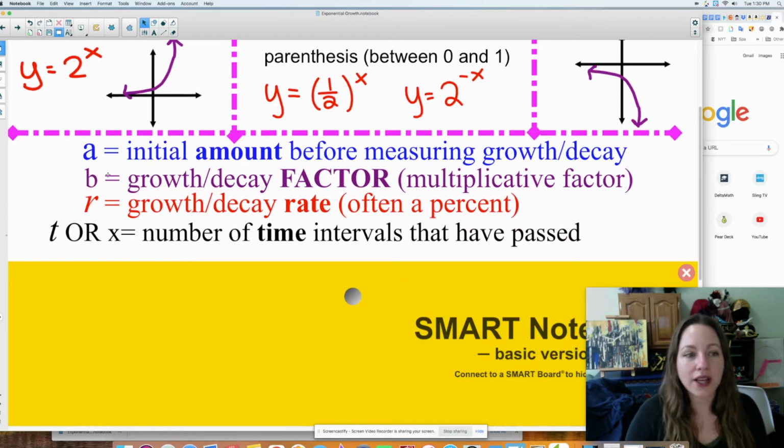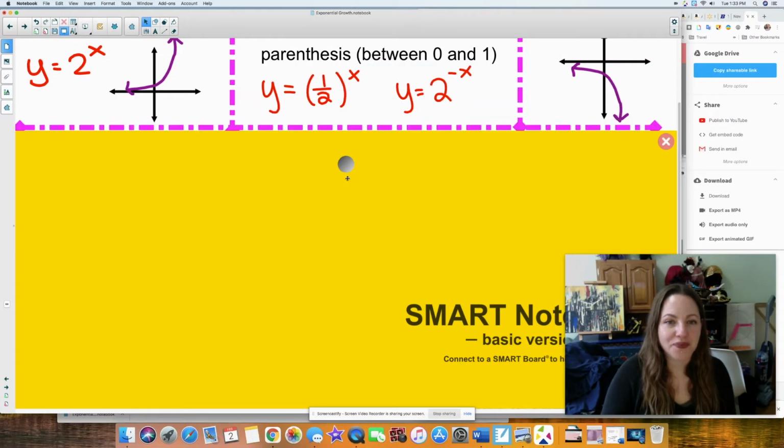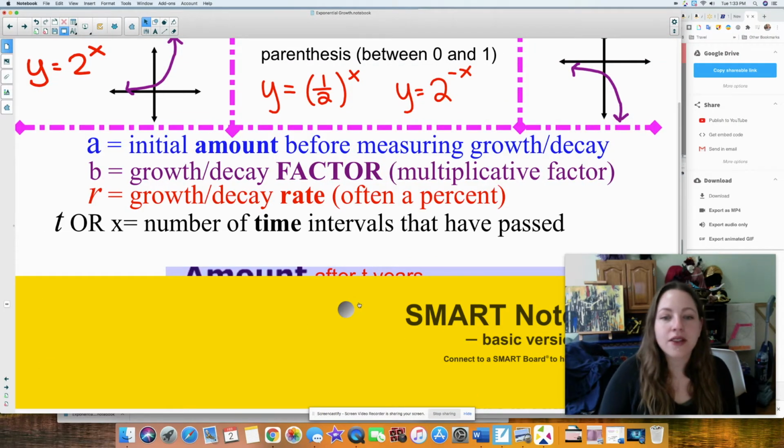And now write down what each letter represents. The B is the factor, the R is the rate. Important difference. Okay, so you have all of that written down. The last thing we're going to learn, and this is the new one, is about compound interest. You've probably heard about this when you hear people talking about investing money.